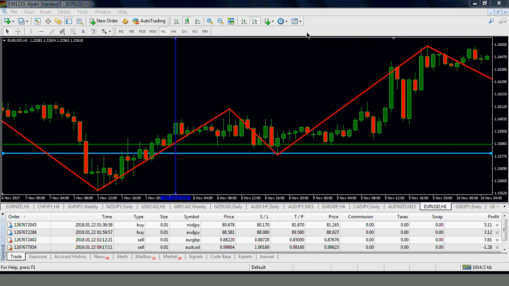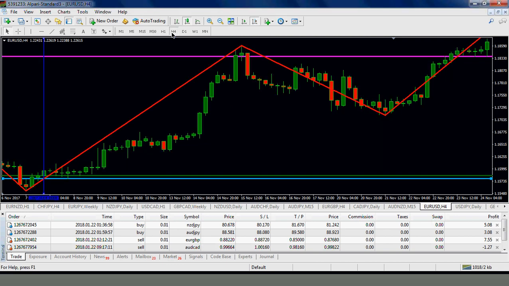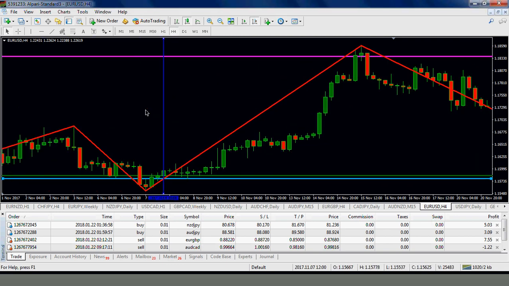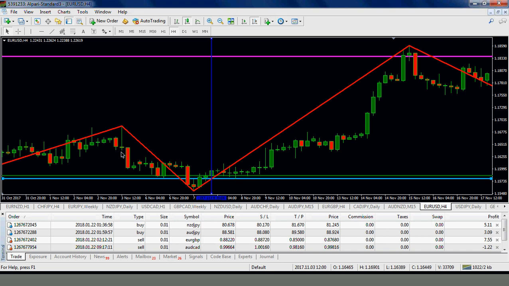Okay. So let's go to 4-hour. 4-hour is our longer time frame now. Okay, this is 4 hours. Now we have a zigzag hanging below a candlestick here.